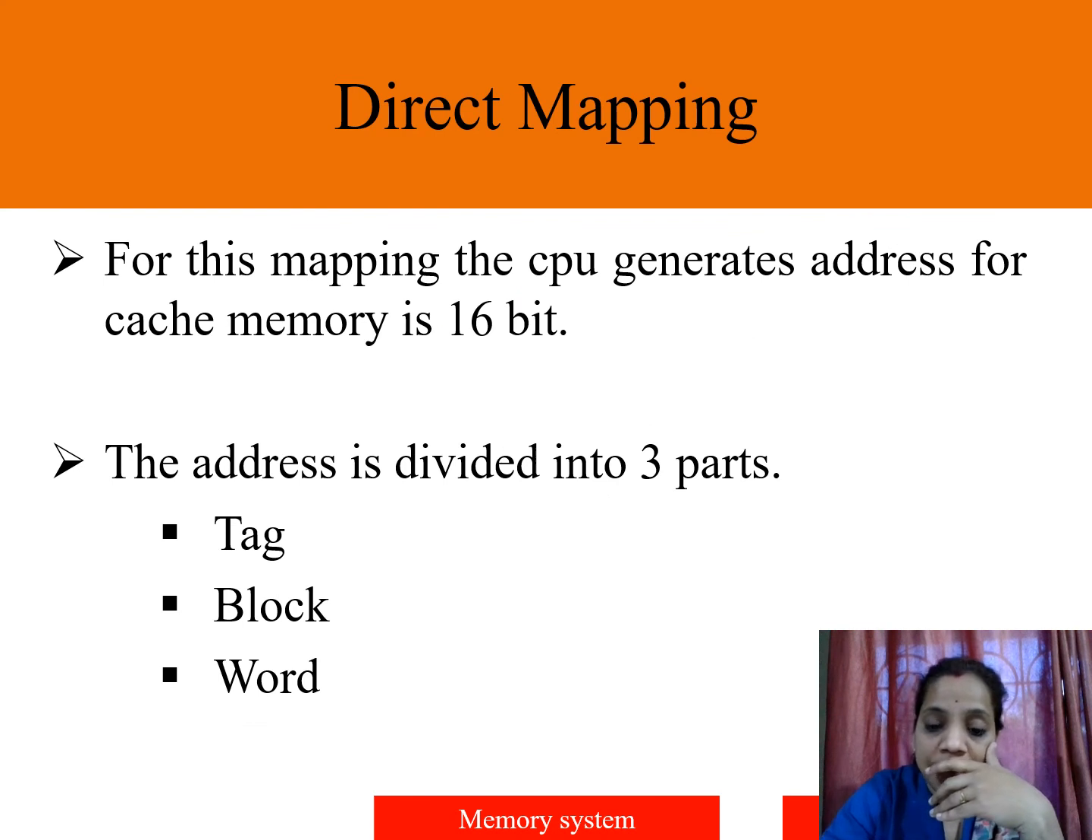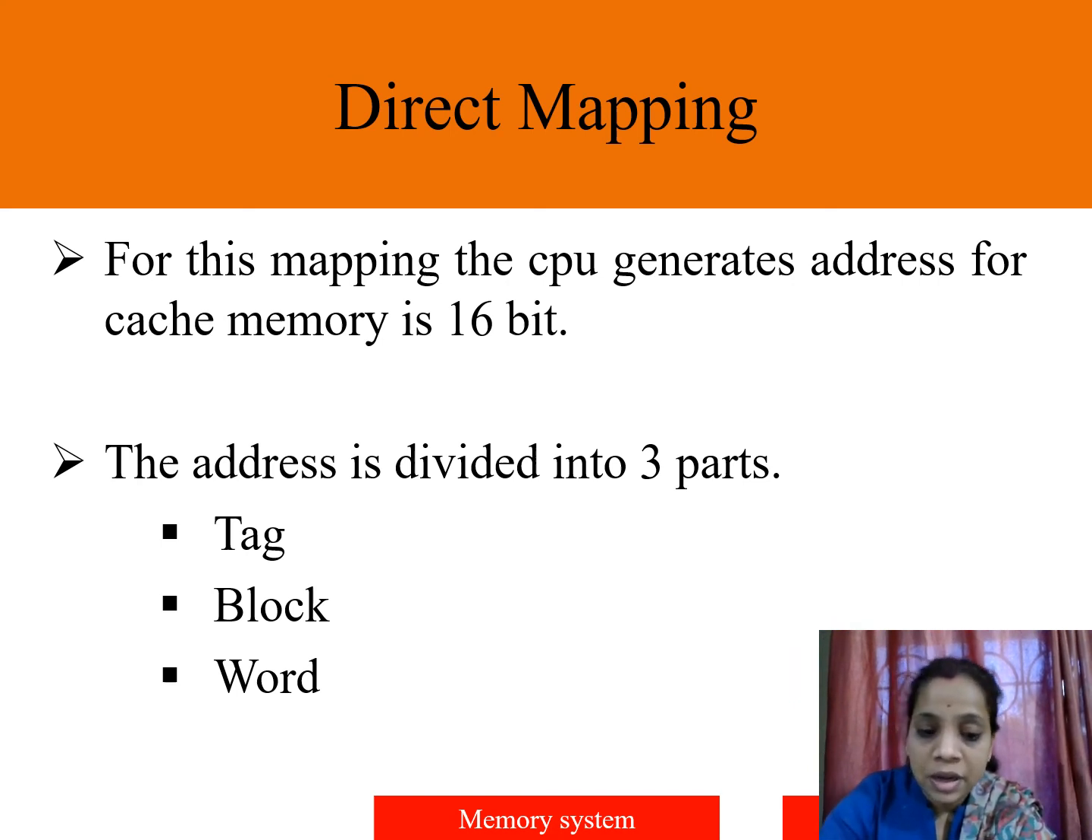Now the question is how exactly the mapping function occurs. For this mapping function, the CPU generates the address, and the CPU address is 16-bit. The address is divided into tag, block, and word. The tag bits indicate whether the particular address is found in the cache memory or not. If it is found, then in which block, and which word, because 16 words are there, the word number is required.